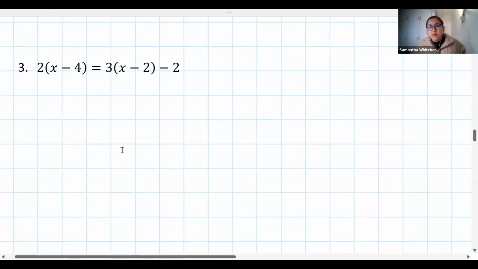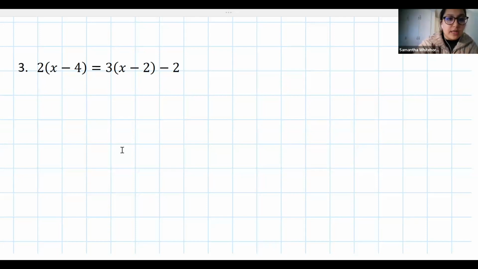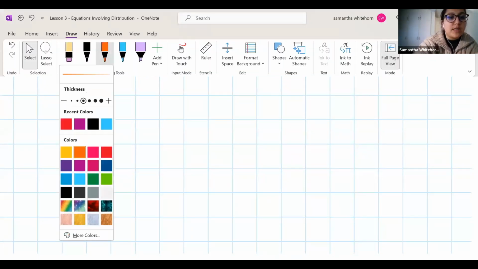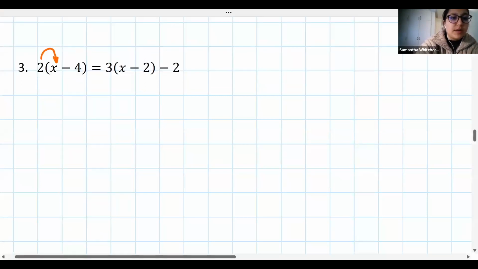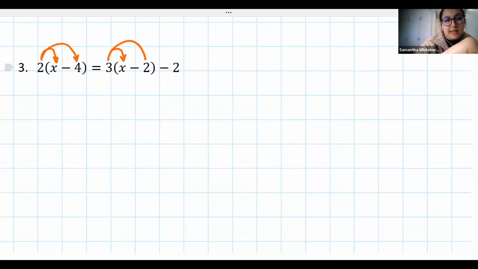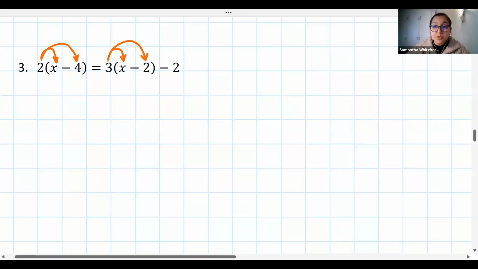Right, grade 8. So if we now have a look at question 3, here we've got again distribution. So what I want you to do is I want you to remember firstly that you have to distribute. So we need to take this 2 and multiply it to the x and the -4. And we need to take the 3 and multiply to the x and the -2. So I want you to try this one by yourselves. So distribute and then try and solve for x. Remember your inverse operations. Remember when you distribute, you are multiplying.